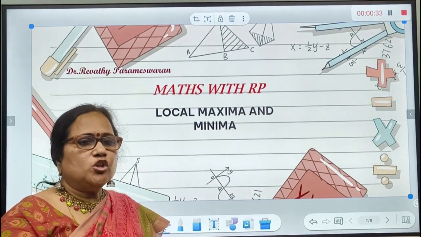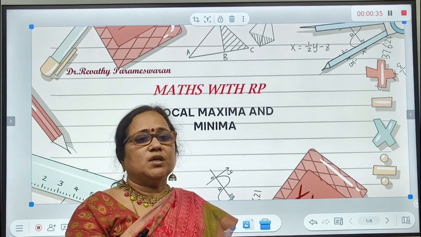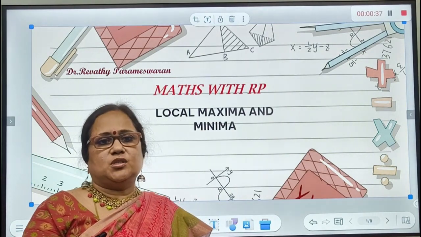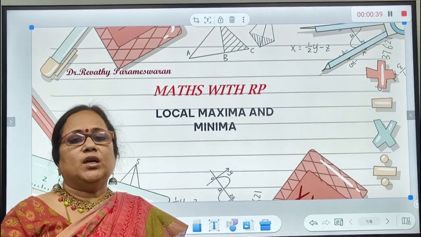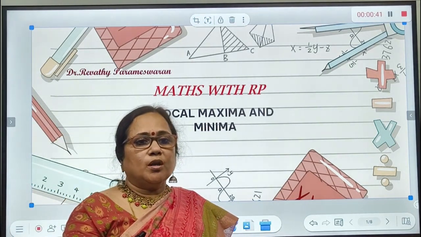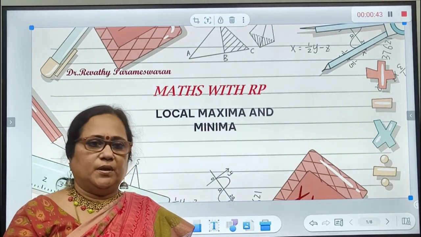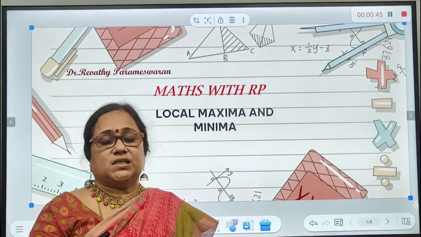In the earlier videos, we have been learning about increasing and decreasing functions. Today, we are going to learn about what is local maxima and what is local minima. What do we mean by these terms?